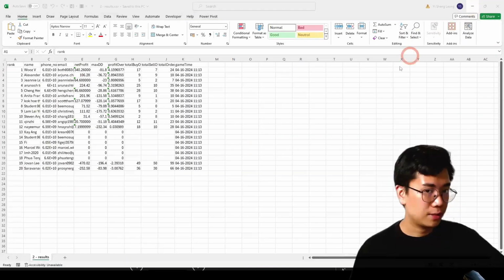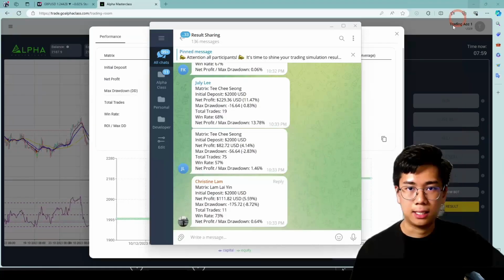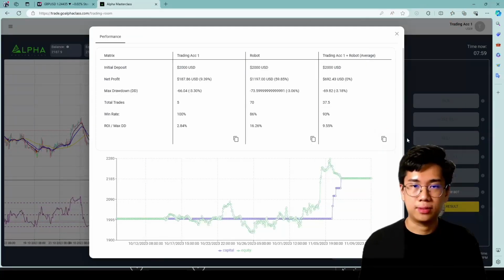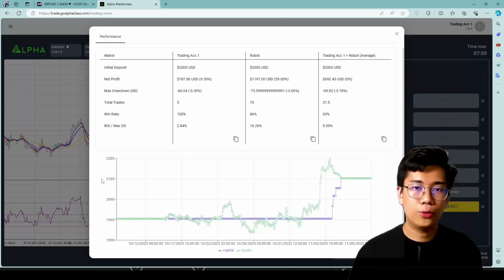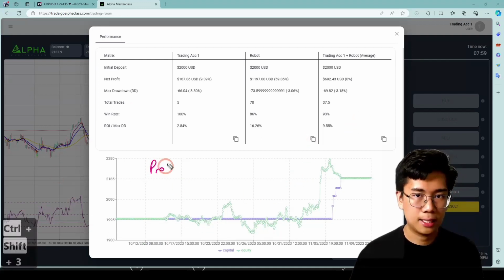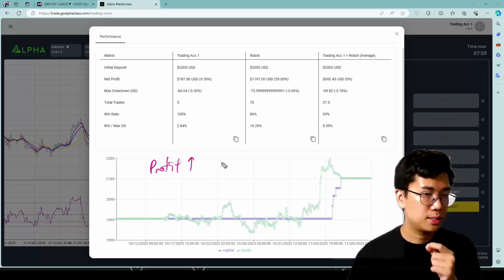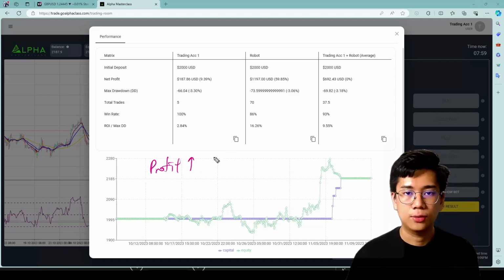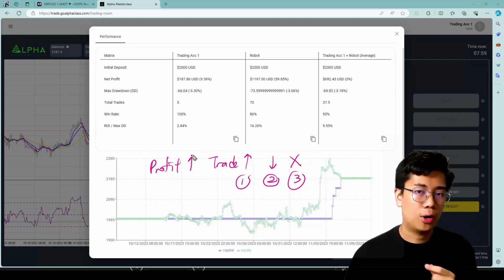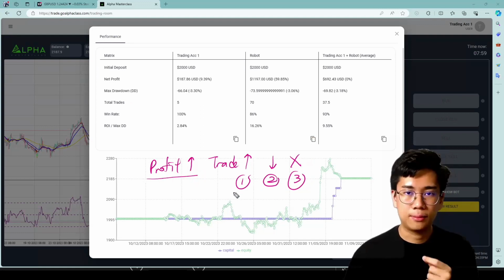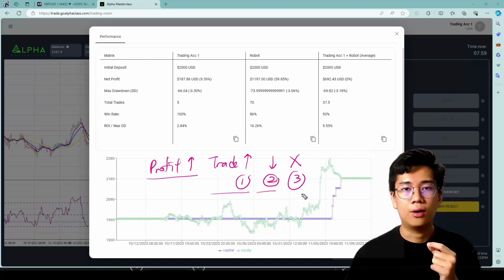If you guys have noticed in the whole trading simulation just now, how many trades have you done? Let me ask you guys a question first. In your own opinion, in order to get a higher profit, do you think you need to have more trades, number one, fewer trades, number two, or doesn't matter, number three? Type in the chat box.